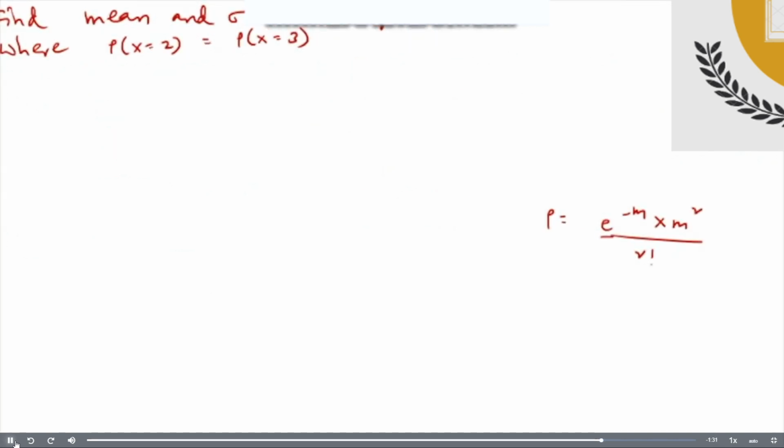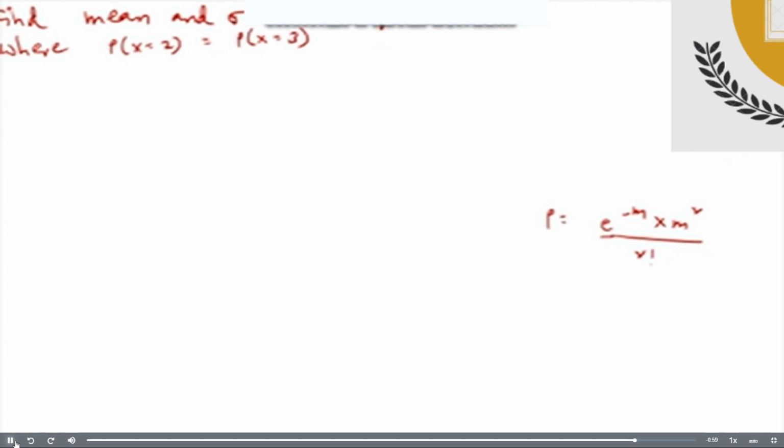Now I want to share something with you before starting this problem. For Poisson, even for binomial, the question looks intimidating, but when you start solving it in a simple manner, it becomes very easy. So don't get frightened by seeing the question. Calmly think of the formula and then see what is given, apply what is given, substitute the values, and you will get the answer. Okay, let us see this question. Find the mean and standard deviation in a Poisson variate where P of x equal to 2 is equal to P of x equal to 3.